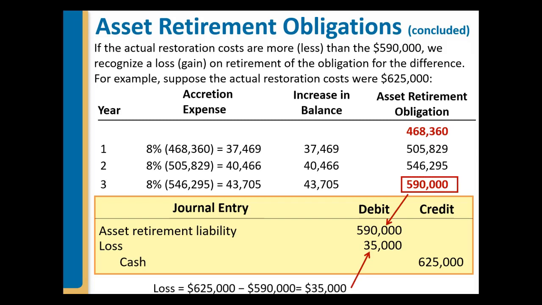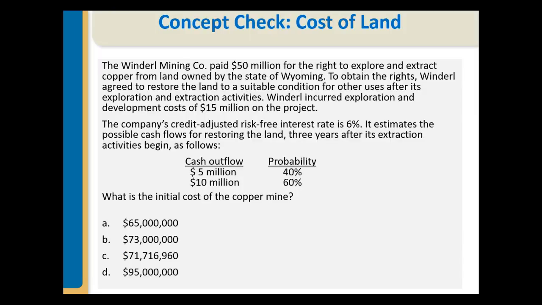So let's look at another concept question. The Wendell Mining Company paid $50 million for the right to explore and extract copper from land owned by the state of Wyoming. To obtain the rights, Wendell agreed to restore the land to a suitable condition for other uses after its exploration and extraction activities. Wendell incurred exploration and development costs of $15 million on the project. The company's credit-adjusted risk-free interest rate is 6%.